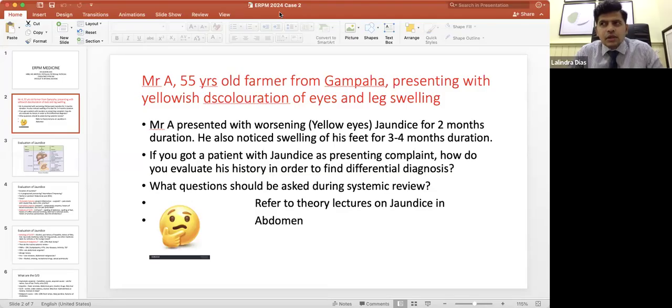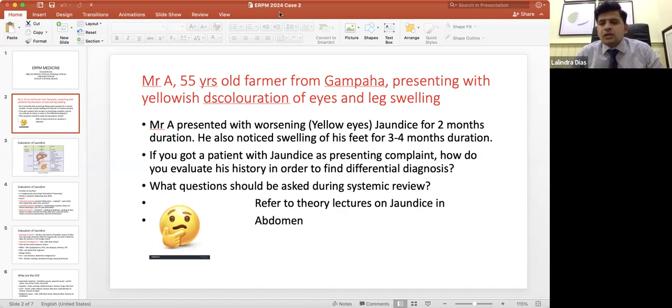Pruritus, of course, for surgical jaundice, you can get pruritus, but if it is acute hepatitis, where you get fever, then the other important one is abdominal pain. Right-sided abdominal pain. Yes, hepatomegaly. Anything else about habits?